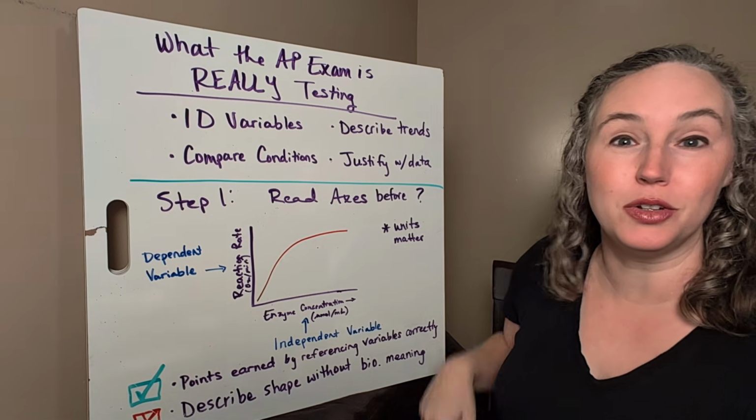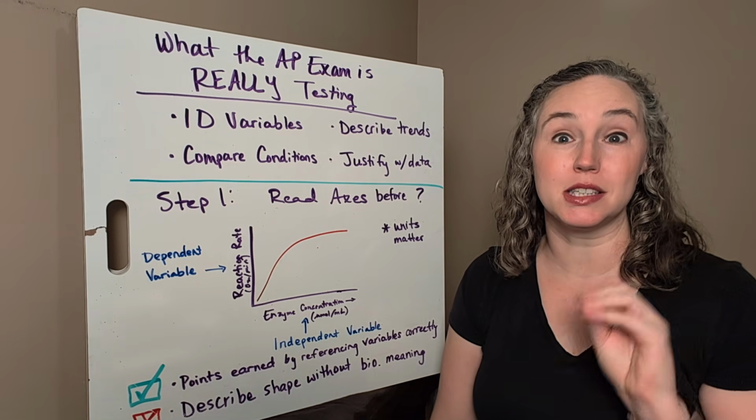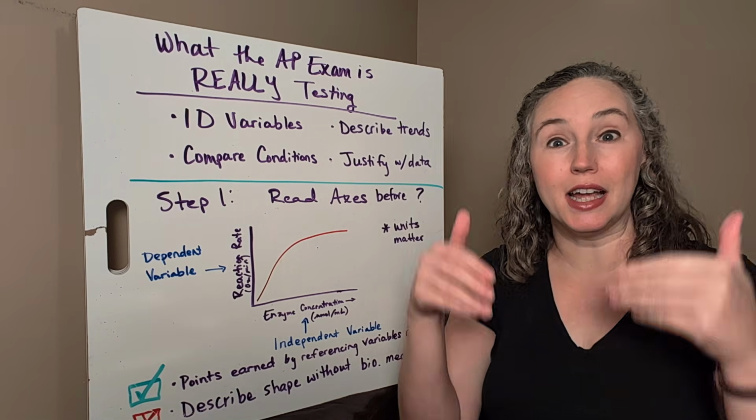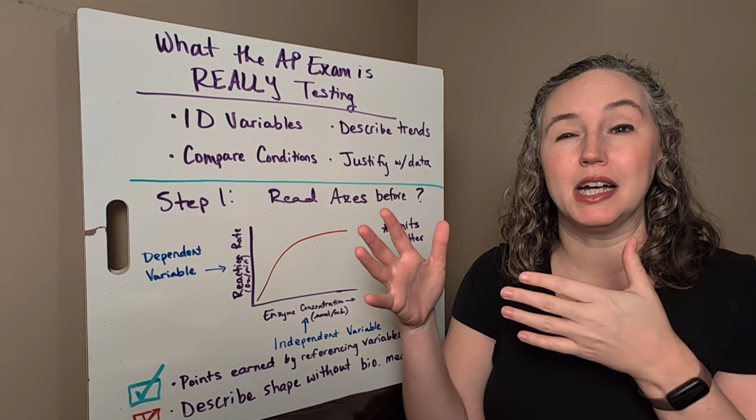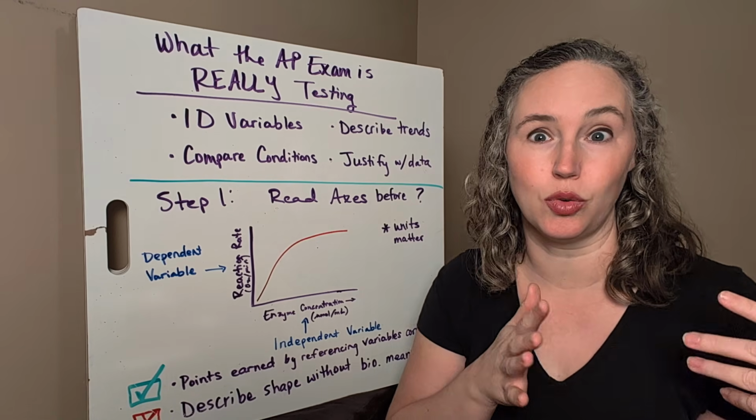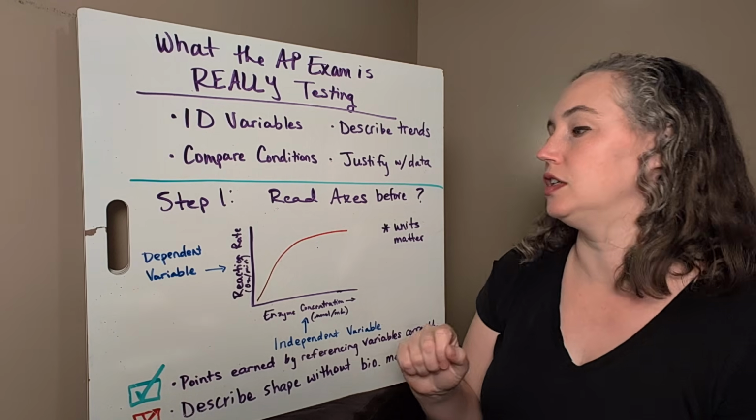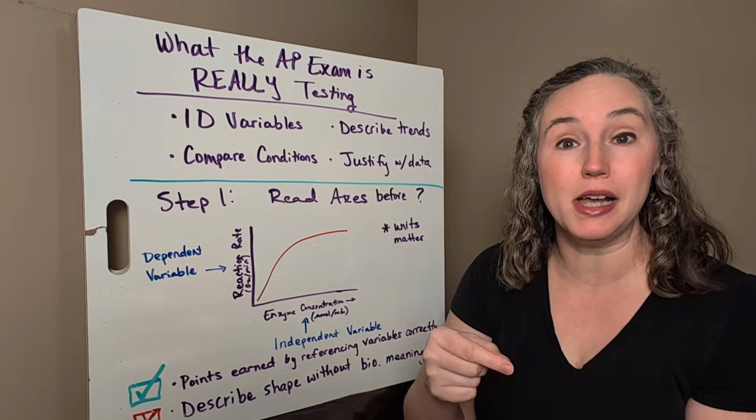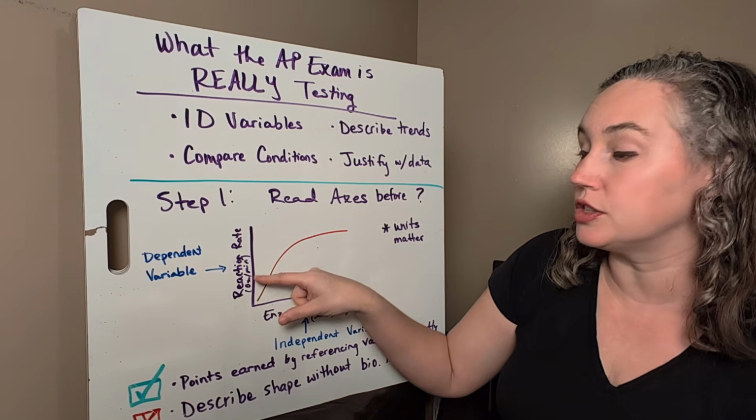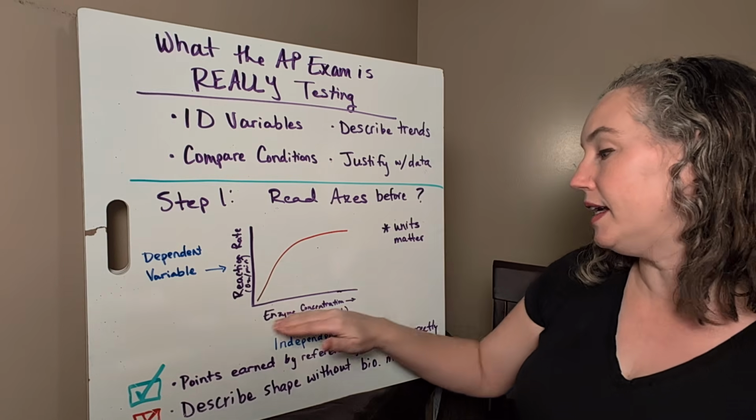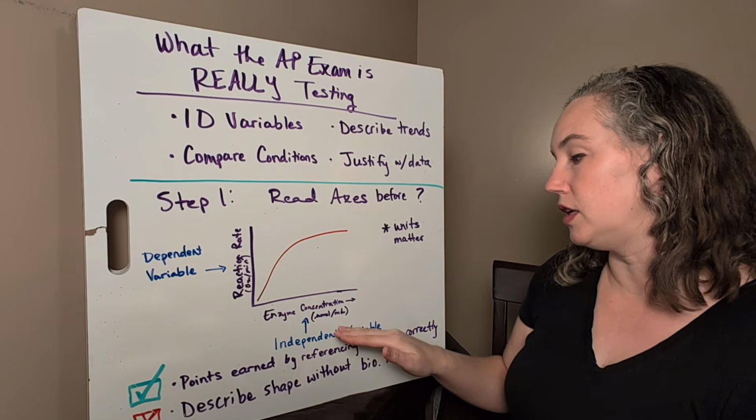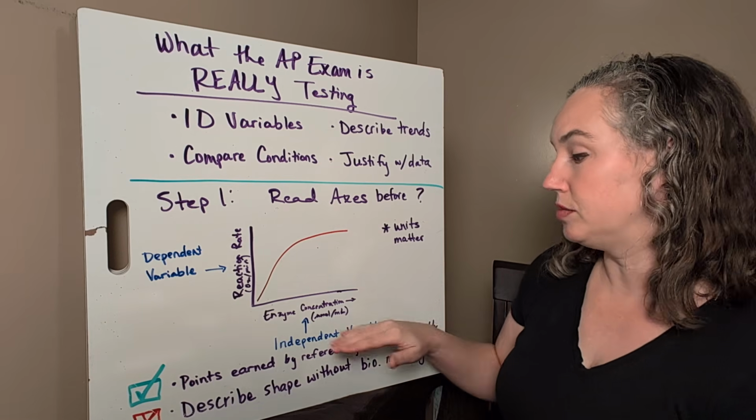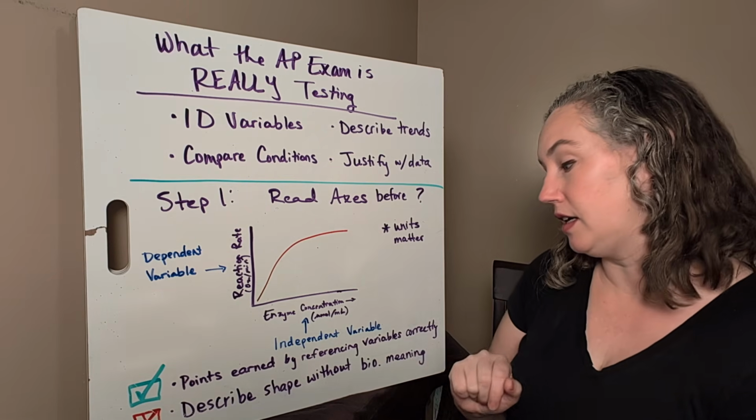And the units do matter. Because sometimes AP Bio will give you a question where the answer choices may have a similar trend, but be using the wrong units. So pay attention to your units. So on this graph, my reaction rate is being measured in O2 production per minute. And my enzyme concentration is being measured in micromoles per milliliter. So be sure you pay attention to that.